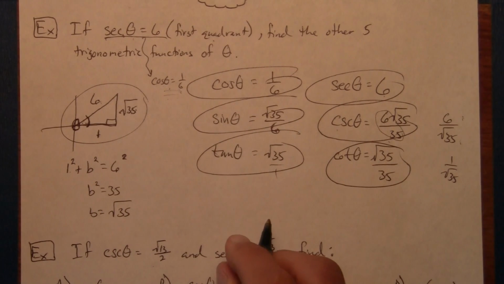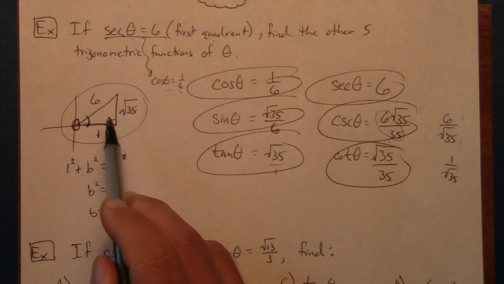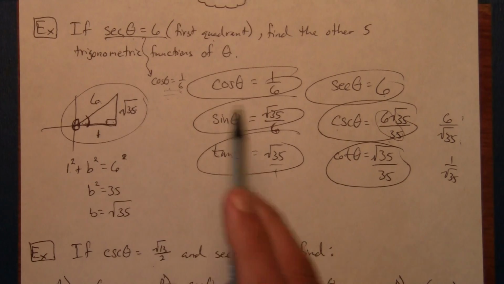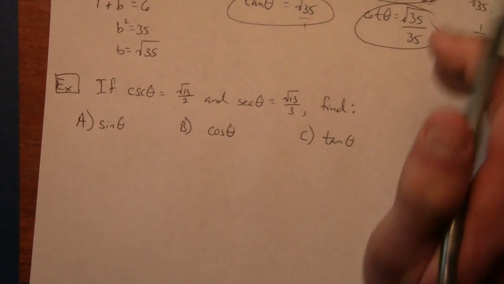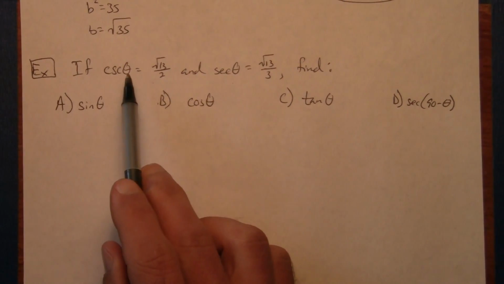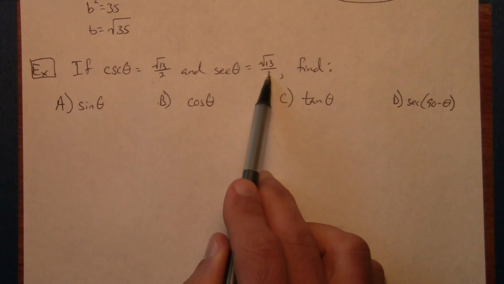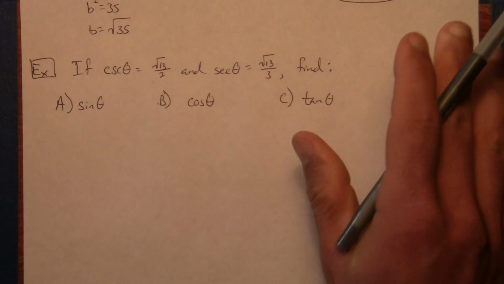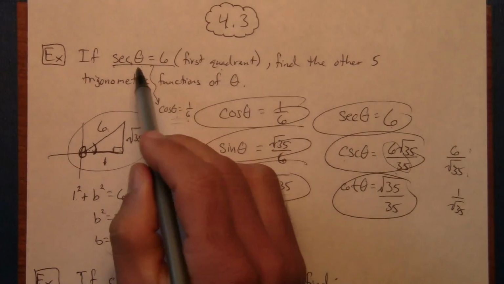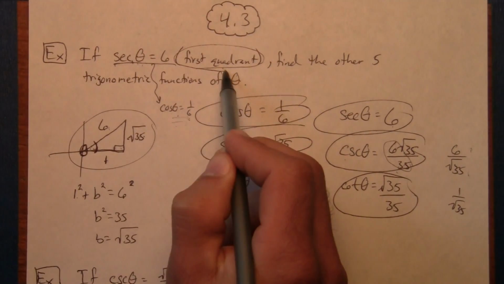So anytime you're asked to find any particular trig function, you should try probably drawing a right triangle. Alright, same thing for this particular problem. It gives me the cosecant being square root of 13 over 2, the secant being the square root of 13 over 3. Why do they give you 2? Well, the reason they're giving you 2 is kind of the same reason that they gave you 1 here and then they told you which quadrant it's in.